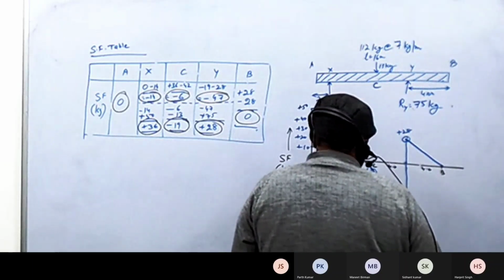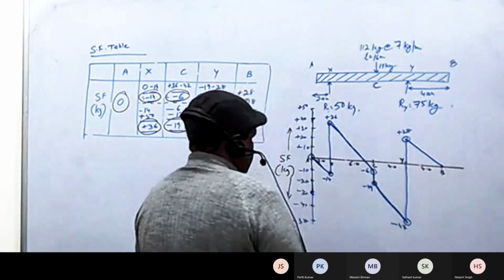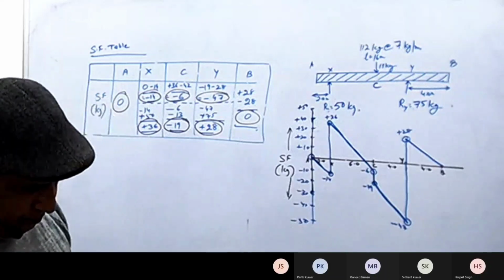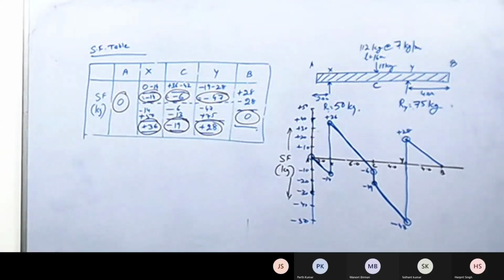What I have drawn in blue here is the shearing force diagram, guys. If you have any issues, let me know. They're all straight lines to be drawn with scale. Yes, sir. ठीक है.